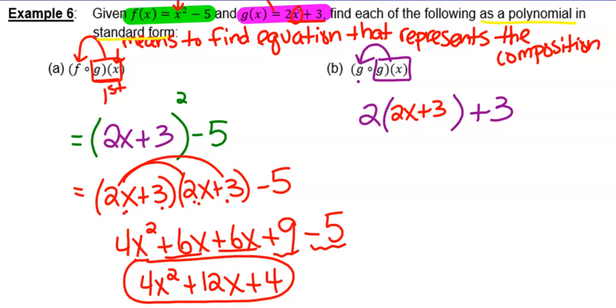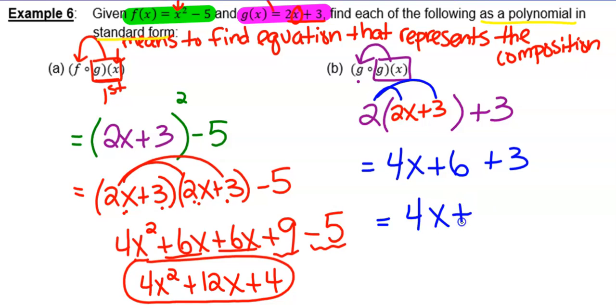All right, this is technically an answer, just not in the right form. So I'm going to go ahead by distributing, 4x plus 6, and then they have the plus 3. Combining like terms, you get 4x plus 9. Okay, we'll try this 2 more times so you can get the hang of it. This is a little bit hard for students.